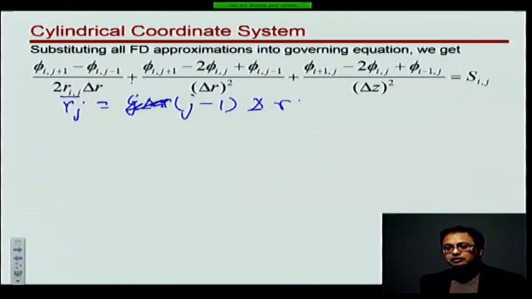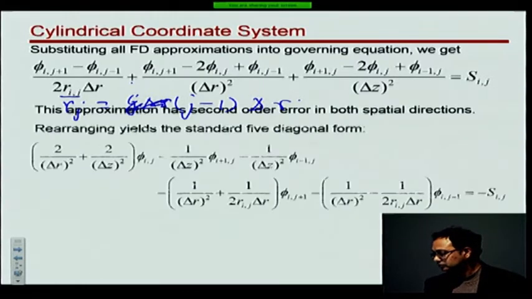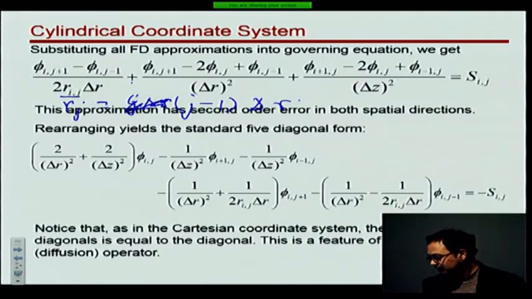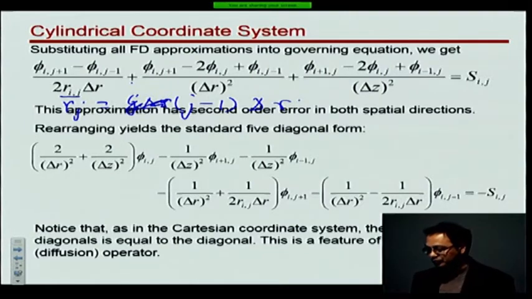So that's our final 5-band form. Again, we can use any solver of our choice to solve this. And I mentioned here that just like in the Cartesian coordinate system, the sum of the off diagonals is equal to the diagonal, which is a property of the Laplacian or diffusion operator.